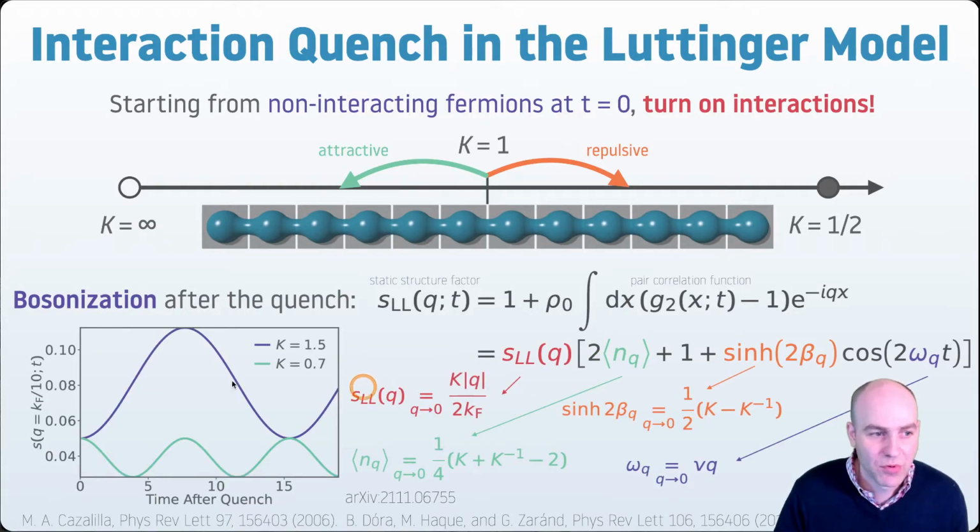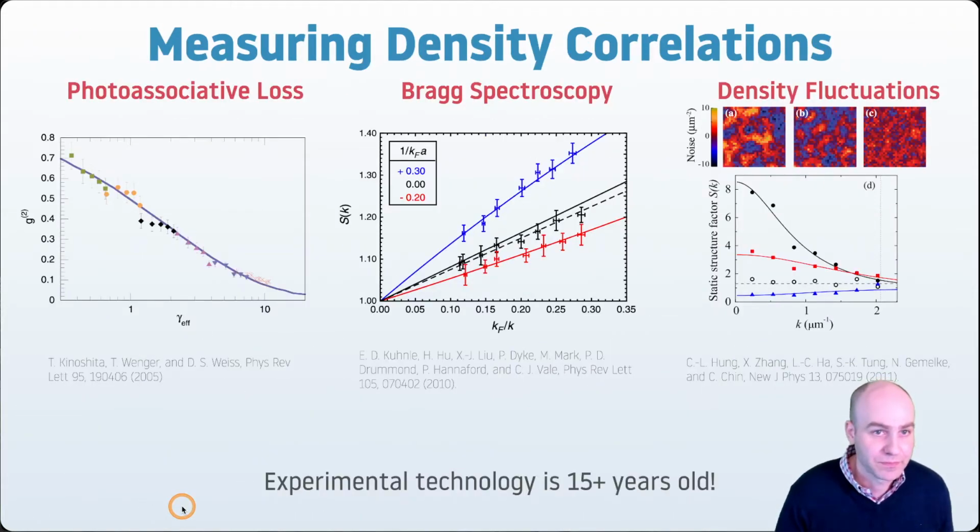And as we change the parameters, we see that the time dependence is very, very different. So this is actually a very sensitive way to gain access to the individual parameters of the model. So one could do a quantum quench and then just analyze the time dependence of the static structure factor at fixed wave vector as a function of time after the quench. Measuring density correlations is much, much easier than measuring entanglement in experiments. And in fact, this technology is 15 years old.